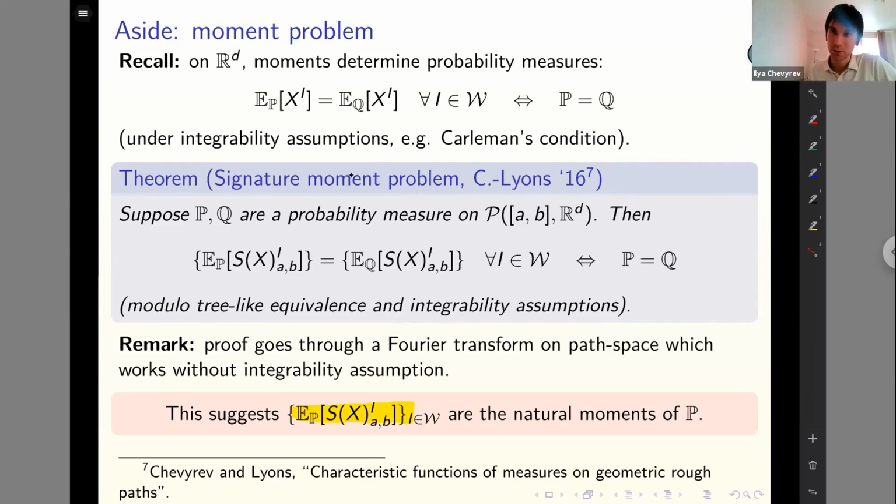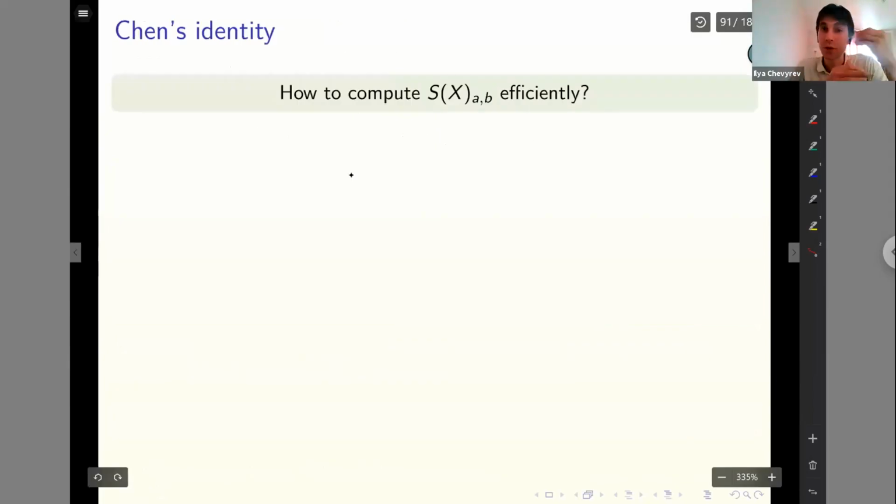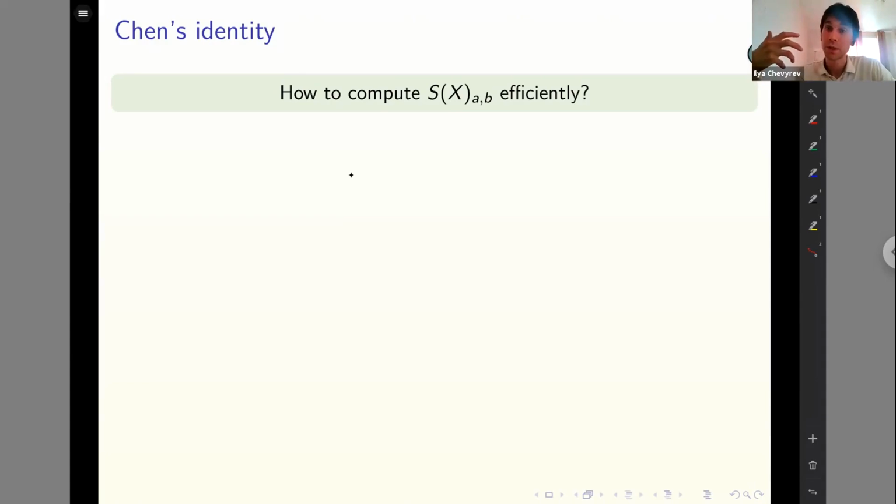Okay, having spoken now probably enough about the shuffle product, let me move on to the second important algebraic property. The second property is called Chen's identity, and it's motivated by the question of how to compute the signature efficiently. So this is now heading more into the realm of applications. If one was actually to write a package or a library to compute the signature, this would be a very relevant question.